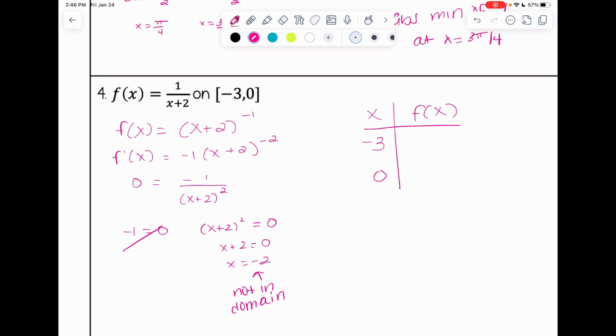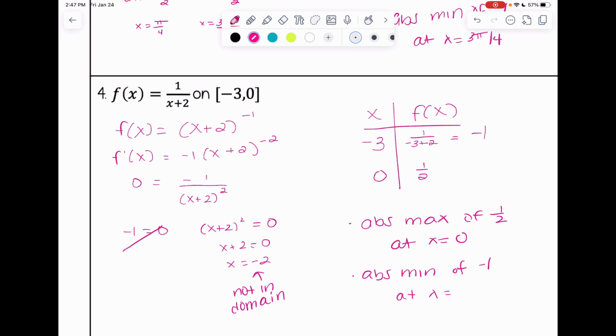When I plug in -3, I'm going to get 1 over -3 plus 2, which gives me -1. When I plug in 0, I get 1/2. So I know that I have an absolute max of 1/2 at x equals 0 and an absolute min of -1 at x equals -3.